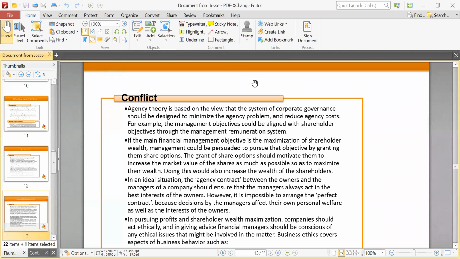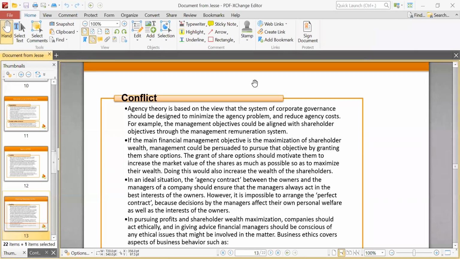Now, more on this whole agency conflict. This agency conflict is a big, big issue. So let's talk about it. Agency theory is based on the view that the system of corporate governance should be designed to minimize what we call the agency problem. The agency problem is what we talked about, that there's a conflict between shareholders and managers, and to reduce agency costs. So what we are trying to do here is to align shareholder objectives with management objectives, or even the management remuneration system.